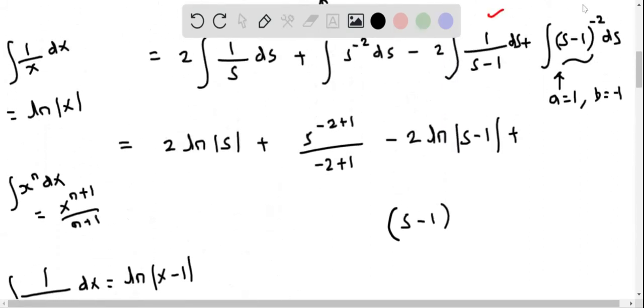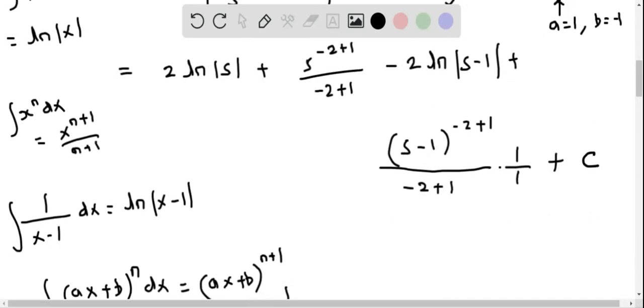So here n is equal to negative 2. So therefore it will become negative 2 plus 1 divided by the same number, that is negative 2 plus 1, and then multiplied by 1 over a. The a is the coefficient of s. So here the coefficient is 1, so it is just 1. And finally, we put this integration constant c. So let's simplify this.